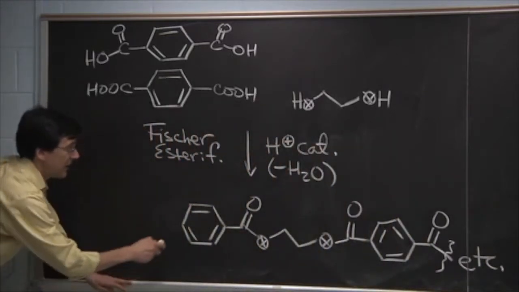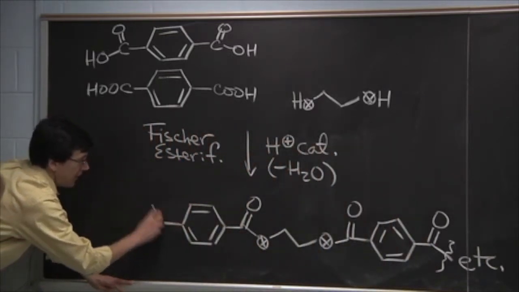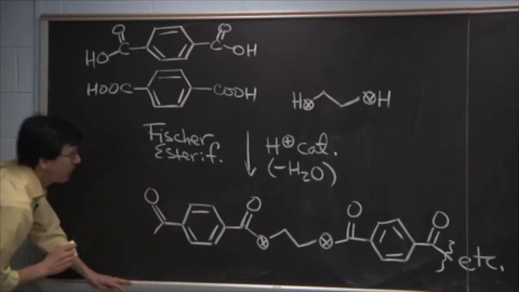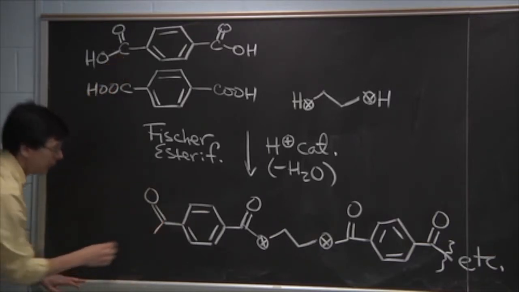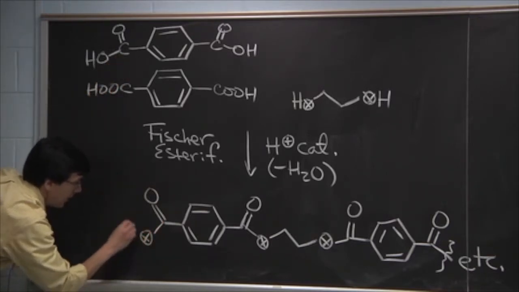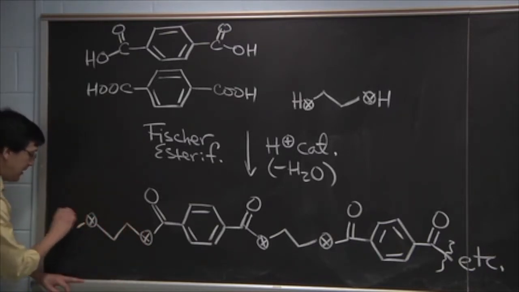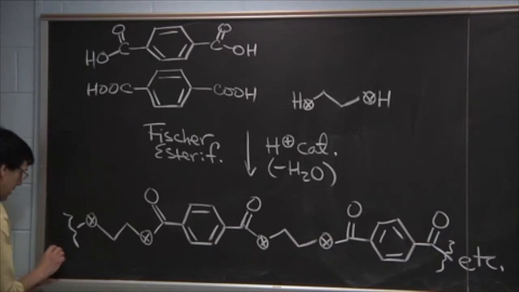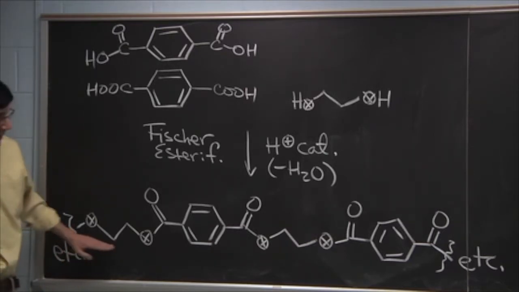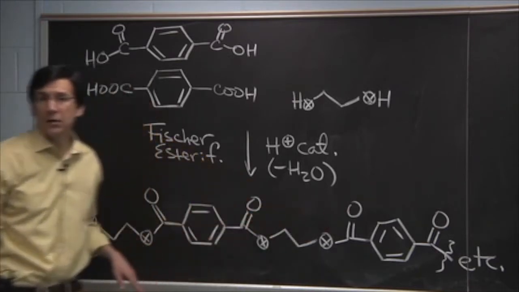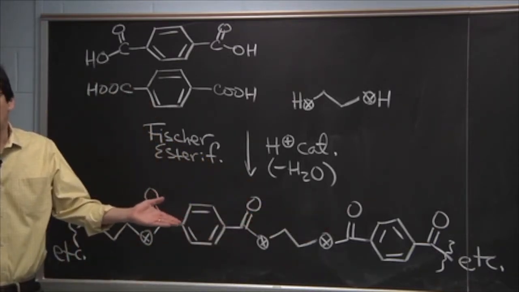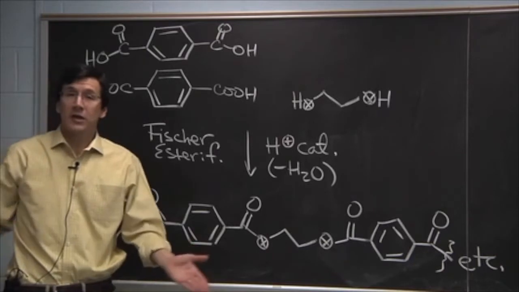Over here on the other side of this, there's another carbonyl from the carboxyl group. And then the diol would be over here. And then this would continue, etc. over here. So this is a polymer. It's a polymer consisting of ester linkages.